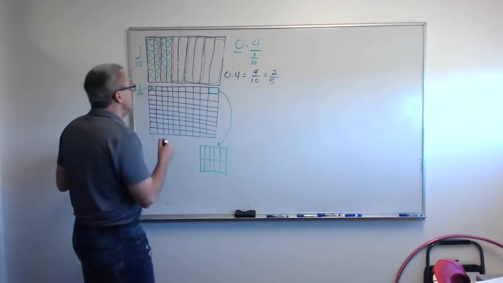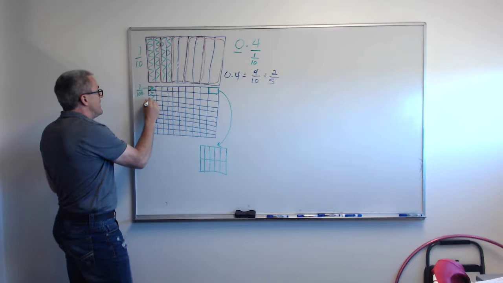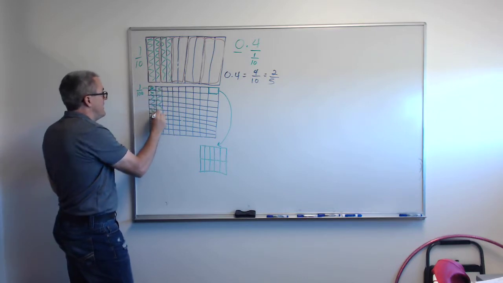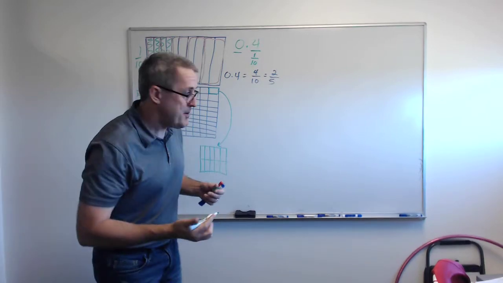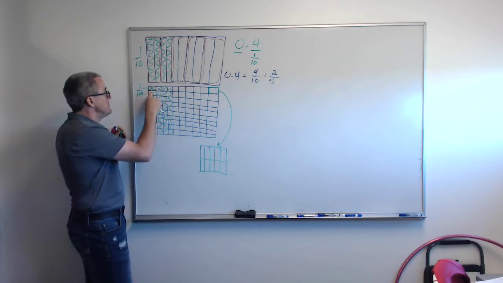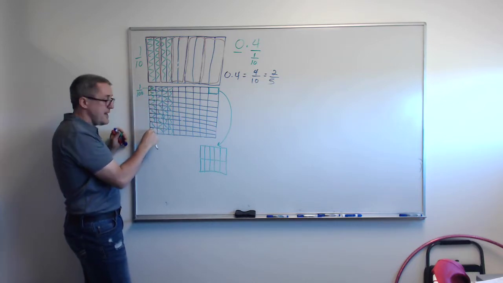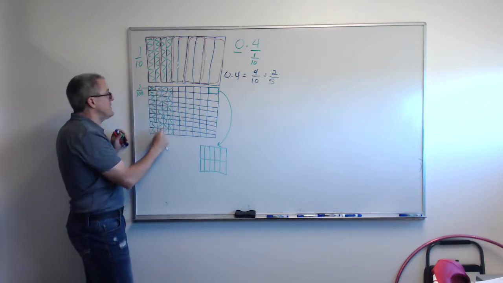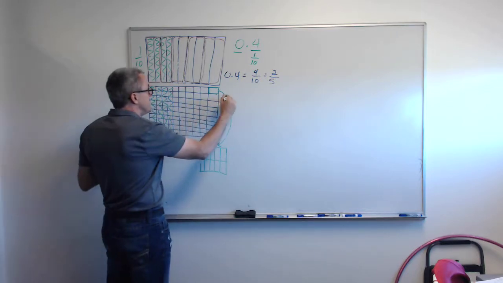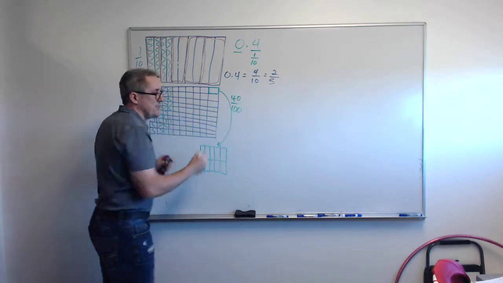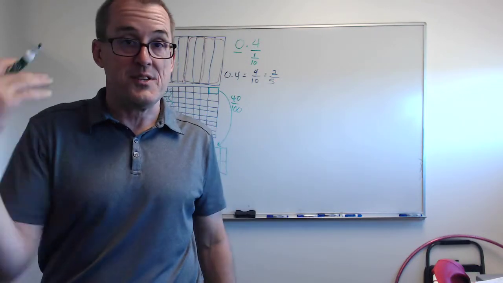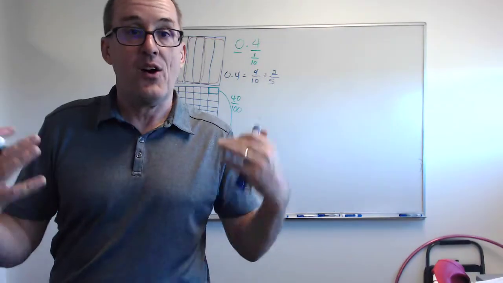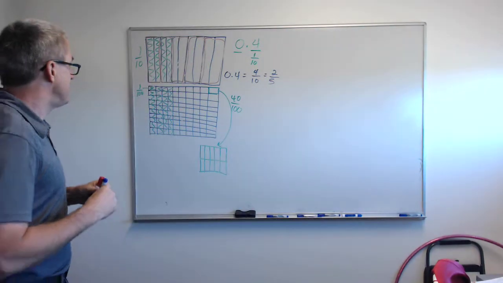So imagine that you had, like up here, we called that 4/10ths up above, but now look what we could call it. 1, 2, 3, 4, 5, 6, 7, 8, 9, 10 100ths, 20 100ths, 30, 40. We could call this 40 100ths. That's another way you could say it. 4/10ths, 40 100ths, 2/5ths, 0.4. They all represent the same quantity.